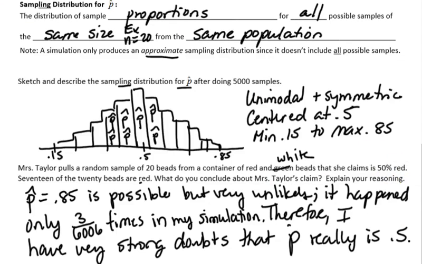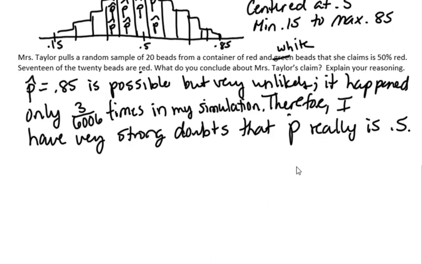So in writing this, I could say that a sample proportion of 85% is possible, but very unlikely. Now, this was a previous example I used, not the one I just showed you, but it happened only 3 out of 6,006 times in my simulation. My simulation I just did now, it was 4 out of 6,003, but basically the same thing. Therefore, I have very strong doubts that p is really 0.5.